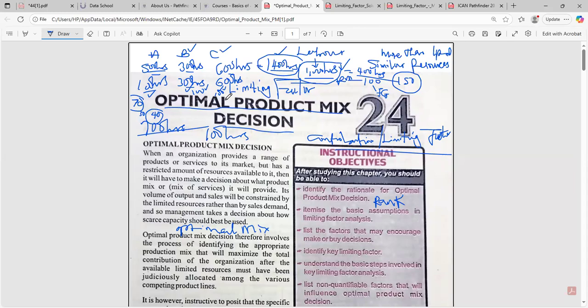Can somebody tell me that you are following, please? That is the quantity that the company should produce that will give you the optimal profit in the presence of scarce resources. That's what we are trying to do.